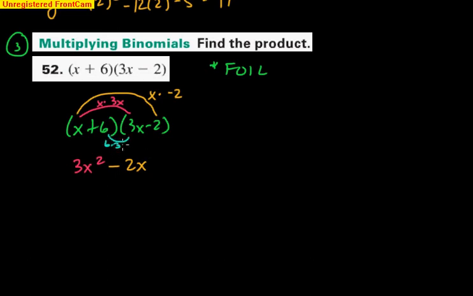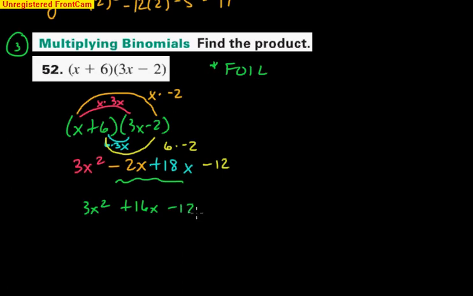6 times 3x. And 6 times 3 is 18. And the x comes with. It's positive because they're both positive. And then finally we'll do the last. 6 times negative 2. And that is negative 12. There's the FOIL. Now the last thing to do is to combine your middle terms. The like terms. 3x squared, negative 2, and positive 18 is positive 16x. And the minus 12 comes down. And these two binomials multiplied together result in this trinomial.